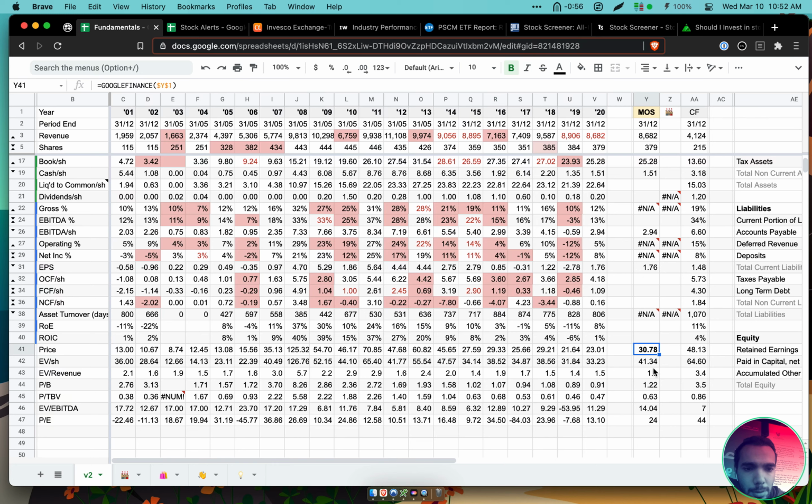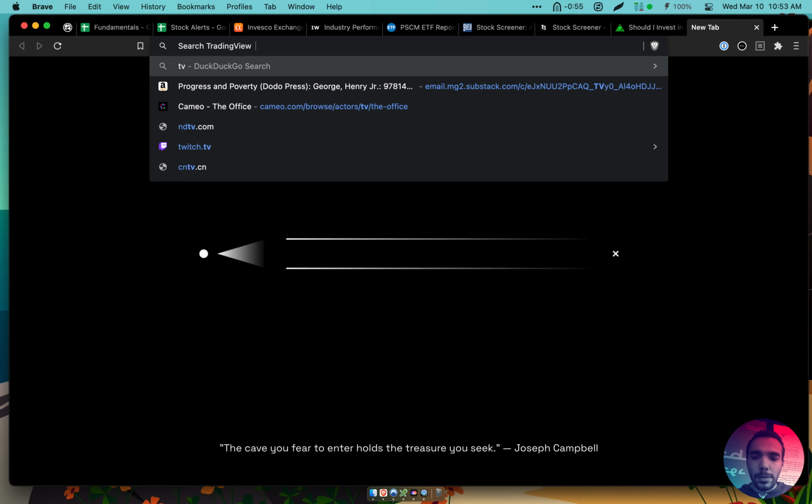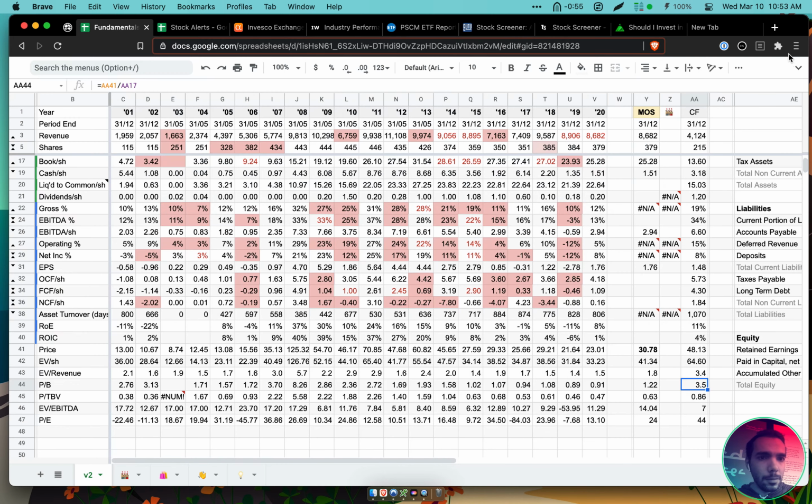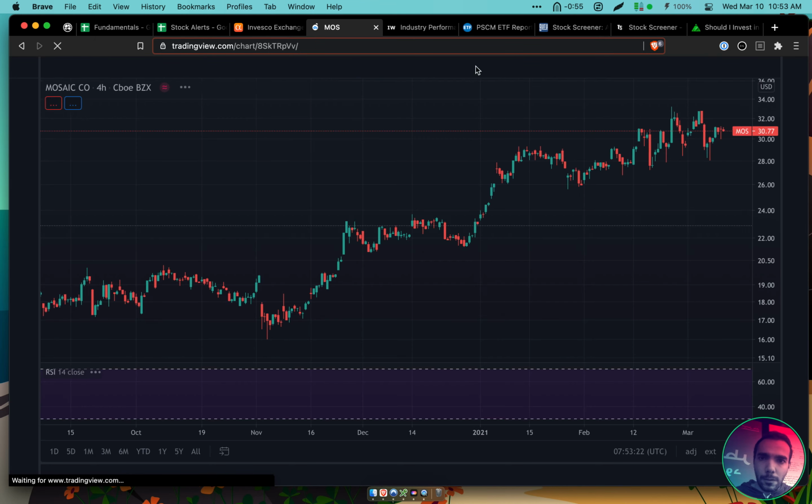Yeah, current price is 30, and EV over revenue is 1.8, price to book, price to tangible book, so it's 0.6 tangible book value, that's nice, 14 times EBITDA, 24 times earnings, versus CF, which is 44, but it's 14 times EBITDA versus CF 7. Yeah, I kind of like CF better. Maybe we could do a comparison. What was this? Mosaic? What's the ticker? MOS. Yeah, I'll do a quick comparison with CF.